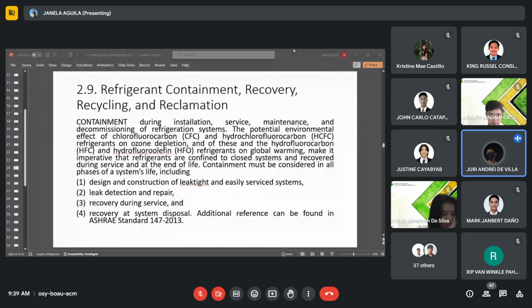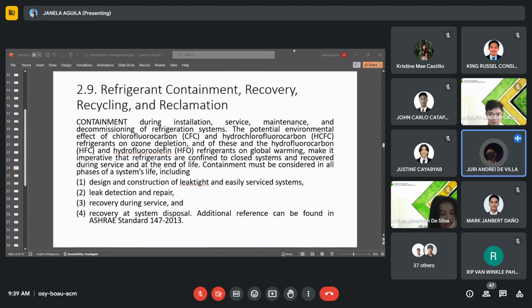Regular inspections and maintenance should be conducted to detect and repair any leaks promptly. This helps prevent the release of refrigerants into the atmosphere and ensures the continued efficiency and performance of the system. Third is recovery during service. When servicing refrigeration systems, such as during repairs or maintenance, it is important to recover any refrigerant that needs to be removed from the system.